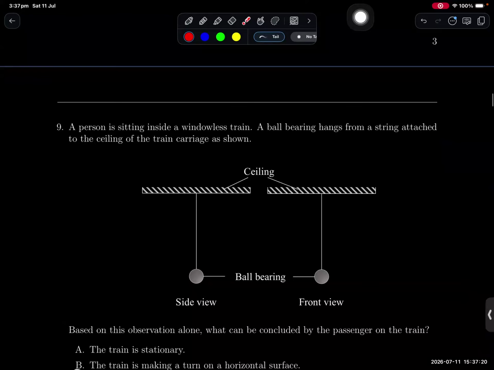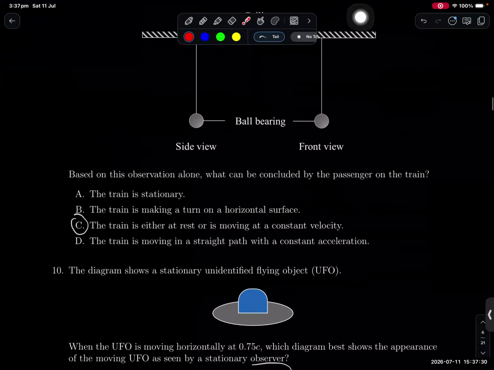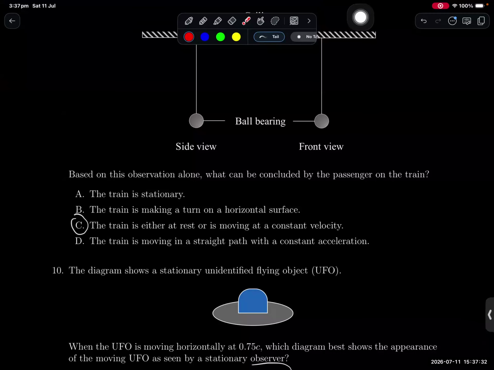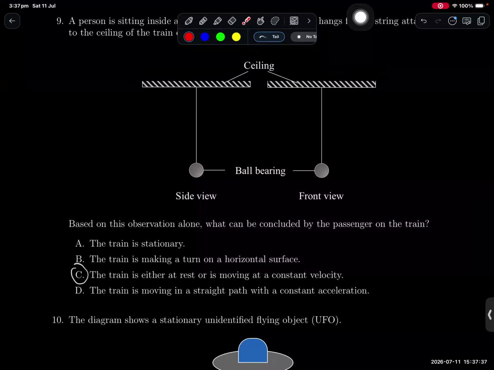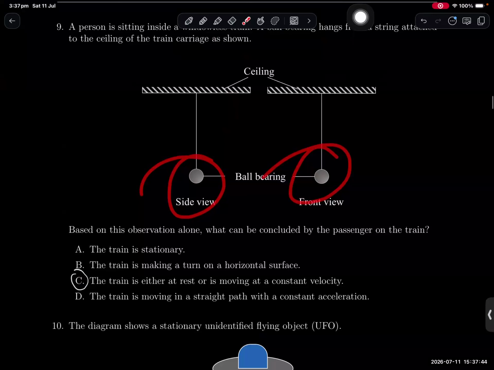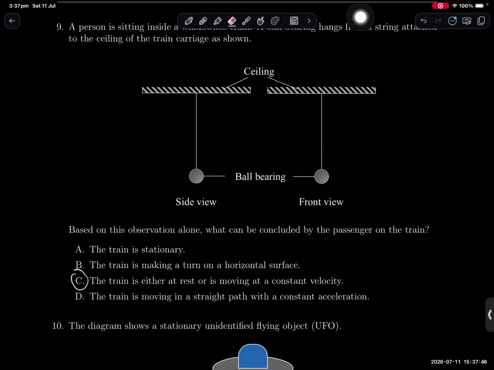Question 9. A person is sitting inside a windowless train. A ball bearing hangs from a string attached to the ceiling of the train as shown. Based on this observation alone, what can be concluded by the passenger on the train? Because we see how the pendulum is not deflected, which means that the system is inertial. There is no measurable acceleration. So C will be the right answer.